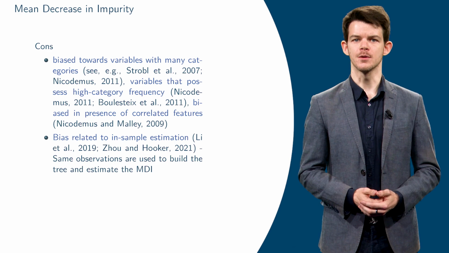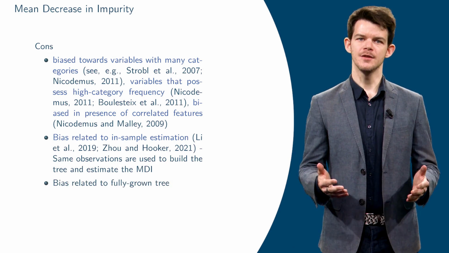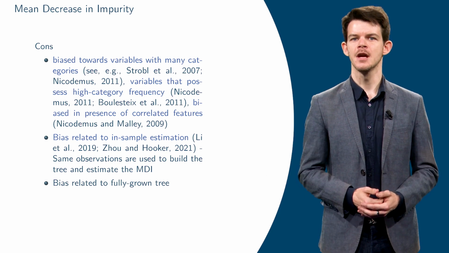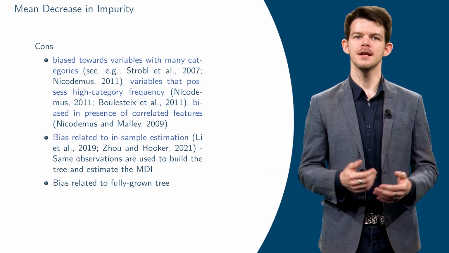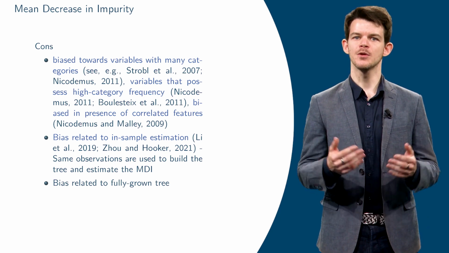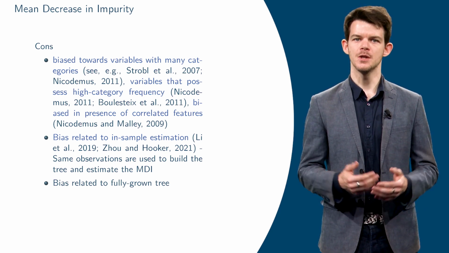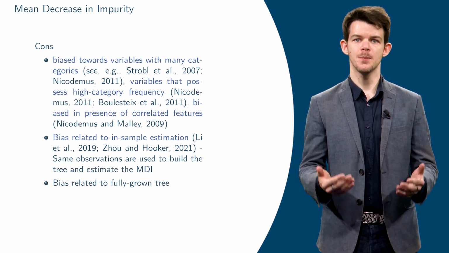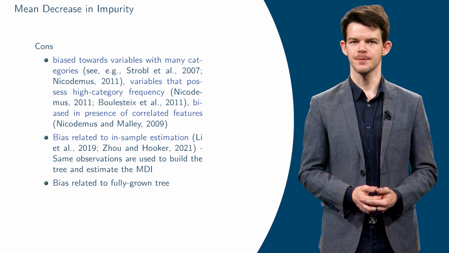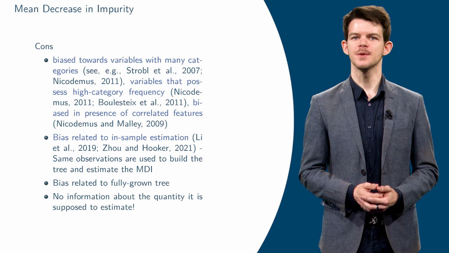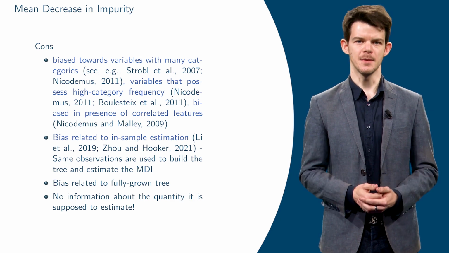not done by default. Another bias is due to the use of fully developed trees in the calculation of the MDI. Such an MDI does not only take into account the true relationship between the input and output variables, but also incorporates model noise, which leads to a poor estimation of the importances and potentially to a poor ranking of the input variables. Finally, there is no information available about the quantities that the MDI is supposed to estimate.